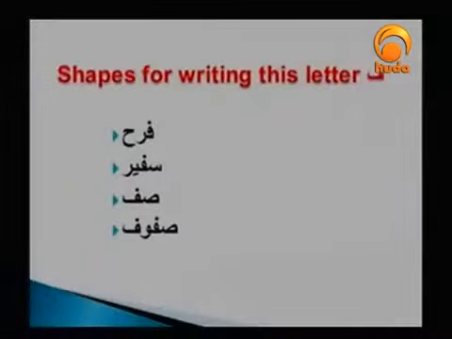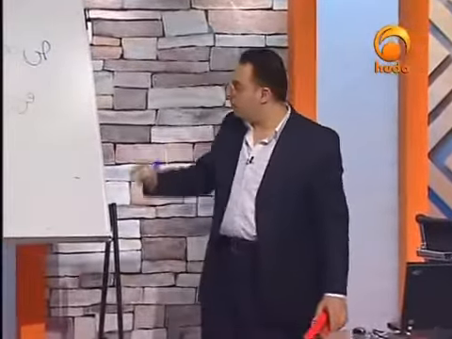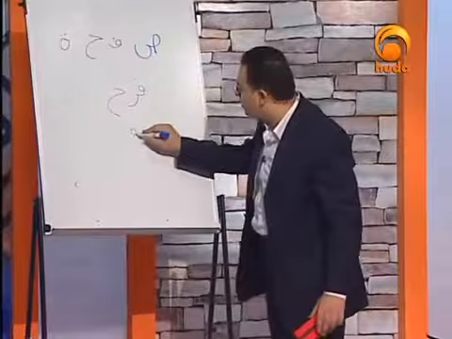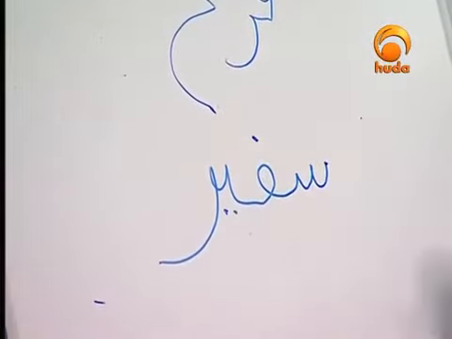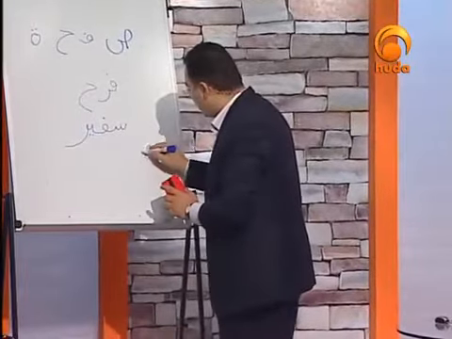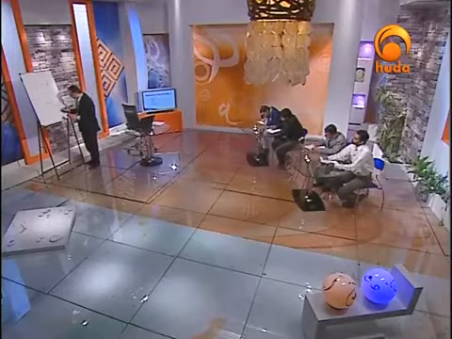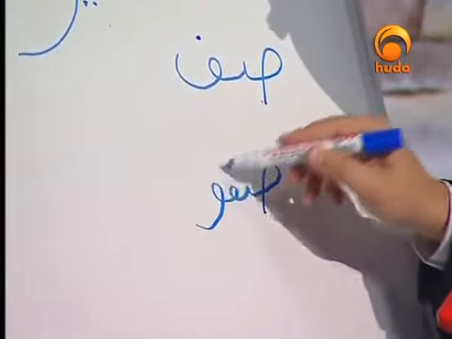Shapes for writing this letter. Please follow me in writing these words. So I would start first with farah. What does farah mean? Well, farah has a lot of meanings in Arabic, like wedding in English. So here we have fa when it comes in initial position. We have fa in the medial position. Can you see that? We have fa, also as an example, for saf, when it comes in the final position. The first case in final position is connected, the second one is disconnected, like sufuf. Can you see that?